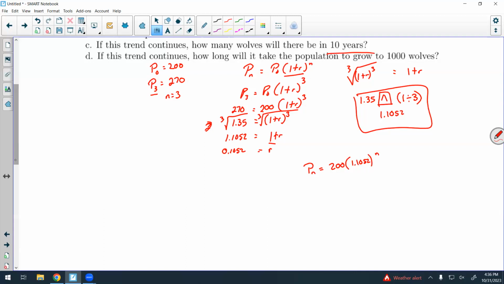Now I want to know after 10 years. So P sub 10 is 200 times 1.1052 to the 10th power. 1.1052 to the 10th is 2.7190. I get 200 times 2.7190, and I get 543.7994426. And again, we're talking wolves. So 544 wolves.